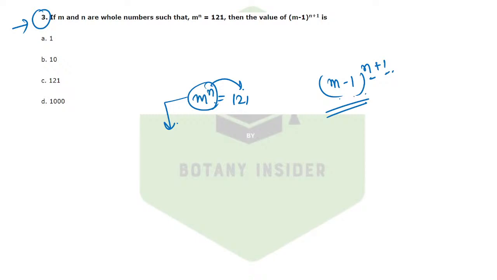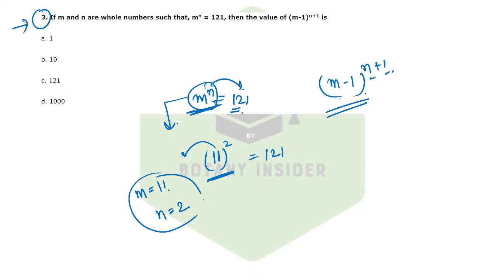Okay, let's see. So see, m to the power n is equal to 121. So how do we write down m to the power n? You can write it down as 11 to the power 2, right? Because 11 square is 121. So I can compare this particular thing to m to the power n. Over here, m is equal to 11, n is equal to 2, right? You can easily correlate it over here, m being equal to 11 and n being equal to 2.